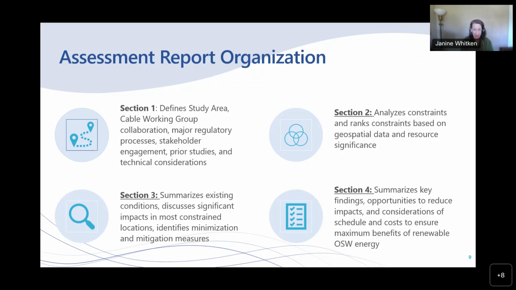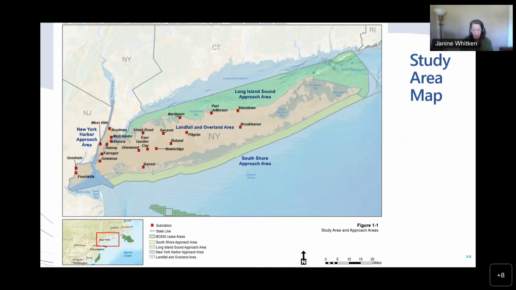And in the next slide, you see the study area for our work really encompasses state waters, divided into the areas that an offshore wind cable would approach the substations. So those are the South Shore and Long Island Sound and New York Harbor, and then the substations or POIs either in New York City or Long Island.